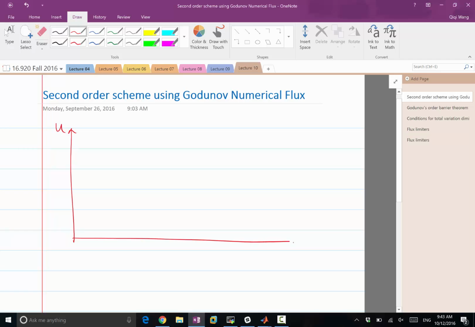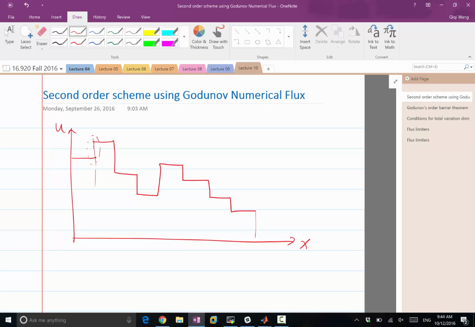Let's draw our solution as a function of x at a particular moment. So in finite volume, we have the cell averages. So let's represent the cell averages using piecewise constant lines. And it is exactly this piecewise constant solution that we used in our Godunov numerical flux in the last lecture. We looked at this discontinuous solution over here and see how it will evolve after epsilon amount of time and what is the flux after epsilon amount of time at that interface.